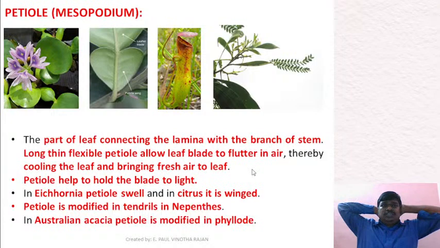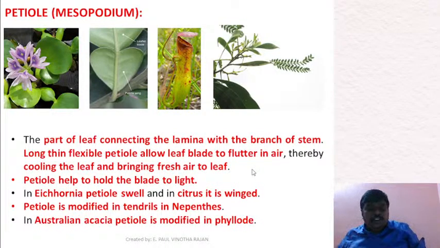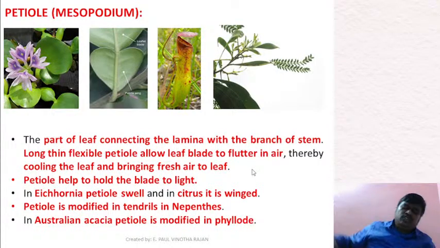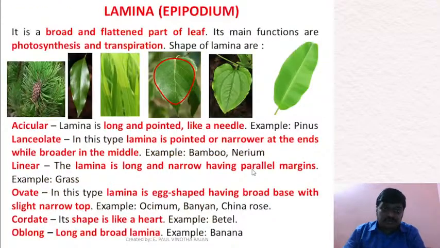Okay, this is about the petiole. Petiole means the stalk of the leaf. The stalk of the leaf has certain functions. It exposes the plant to the sun to get sunlight, and it also plays an important role in respiration, bringing fresh air to the leaf. That is about the petiole.